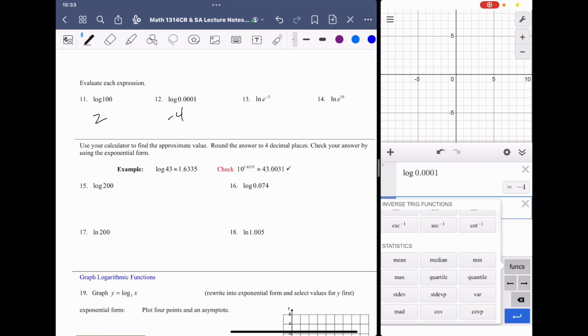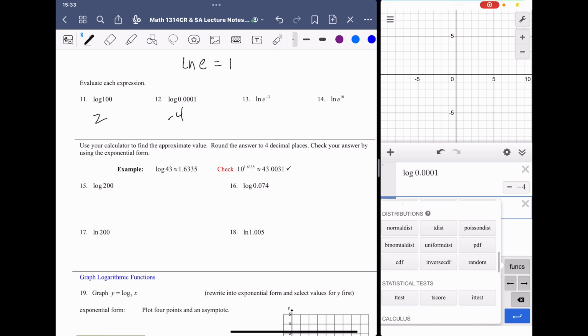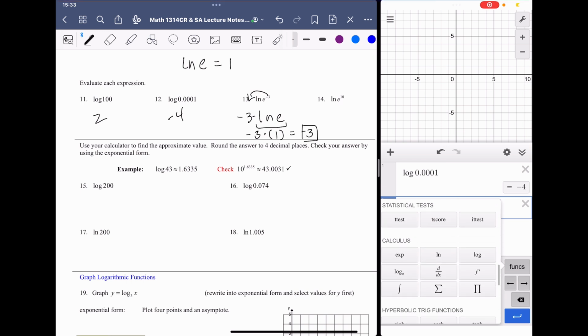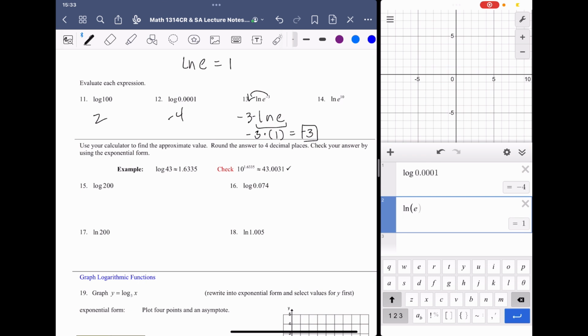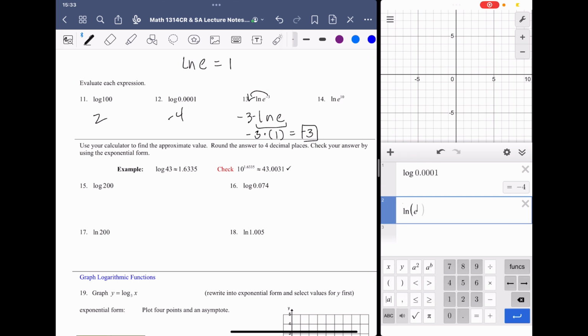So here's what you need to know. ln of e always equals 1. But that negative 3 is going to come out in front, so it becomes negative 3 ln of e. This is negative 3 times 1 equals negative 3. That's how you do it longhand. ln is in the first row, second column. ln of e, you're going to have to type it in for negative 3. And the answer is negative 3.